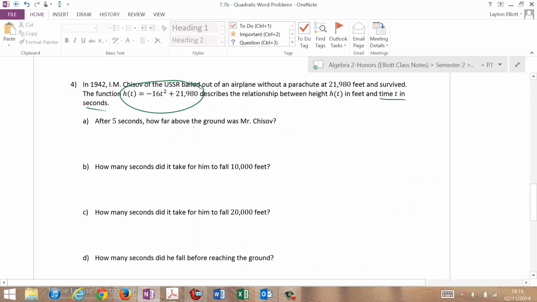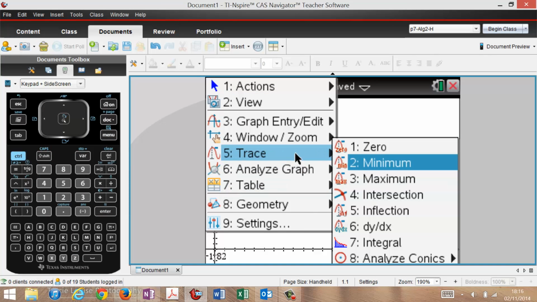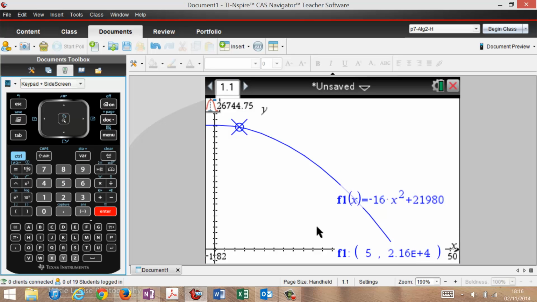It wants at 5 seconds how far above the ground was Mr. Chisov. Well, I can do this by going menu, analyze graph, just kidding, trace, and then type in 5, and then press enter, and it gives me a point of 2.16 times 10 to the 4th.